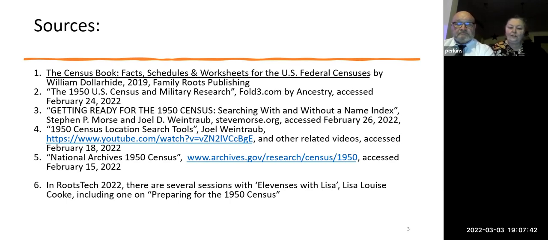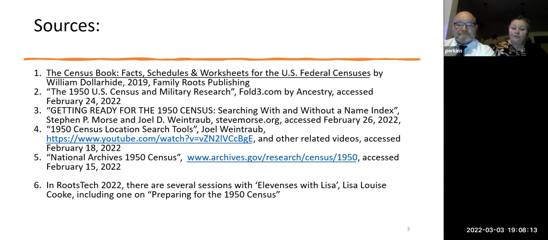The first book that we used was Census Records: Facts, Schedules, and Worksheets from the US Censuses by Dollarhide. This is sort of the Census Bible, we found out. When we were asked to do this, we were very nervous because we really don't have that much experience with the census. But Dollarhide's material really covered the basics and the intermediates for all of the censuses. So you might want to peek at that.